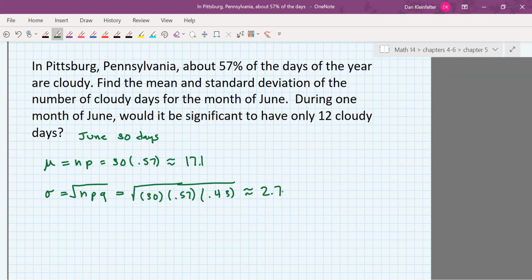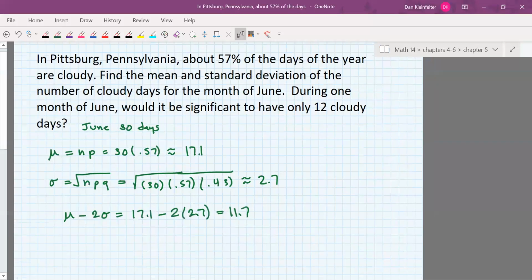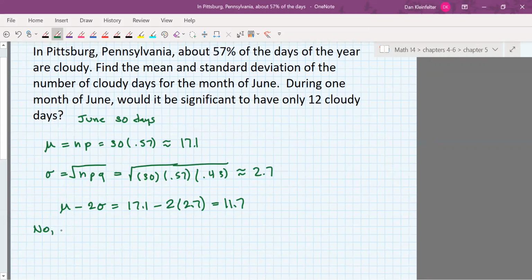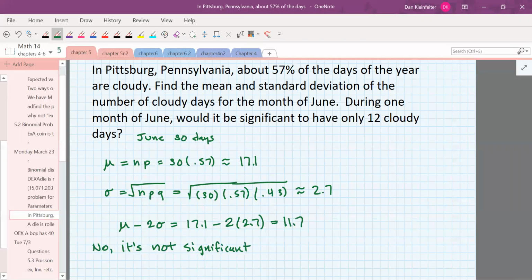We need to figure out if 12 cloudy days is more than 2 standard deviations below the mean. So mean minus 2 standard deviations: 17.1 minus 2 times 2.7. That's 11.7. So no, it wouldn't be significant. 11 cloudy days would be significant, but 12 is not. All right, so I hope that helps. Let me know if you have any questions, and then we'll be going on to section 5.3 tomorrow.